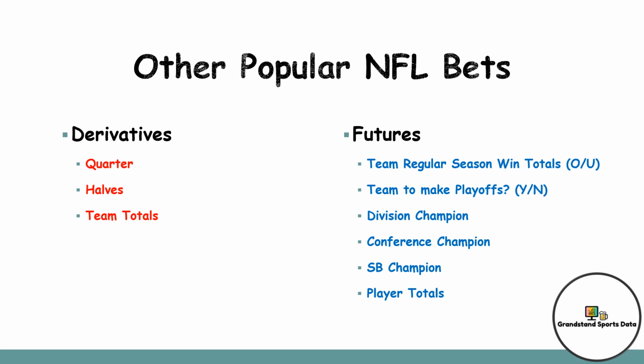Next, let's look at other popular NFL bets. First, we're going to start with derivatives. These include those same spreads, money lines, and totals that we mentioned, but for a specific time period, like quarters. You can do first quarter, second quarter. You can do halves, first half, second half. You can also do team totals. So if in Kansas City, say the line was set at 23.5, you think they score over, you can bet over on that specific team to score those specific points.